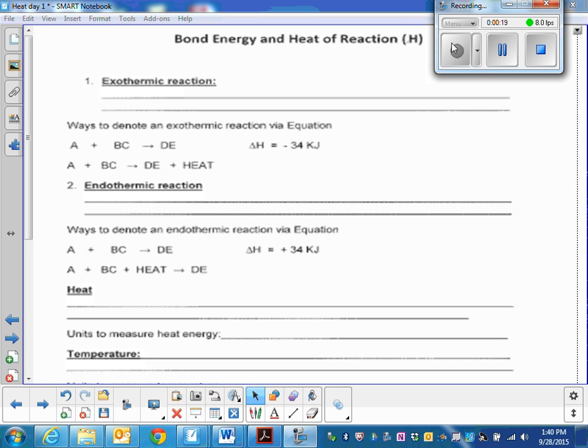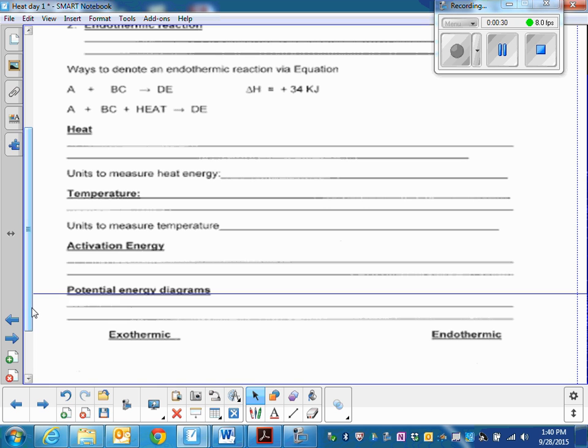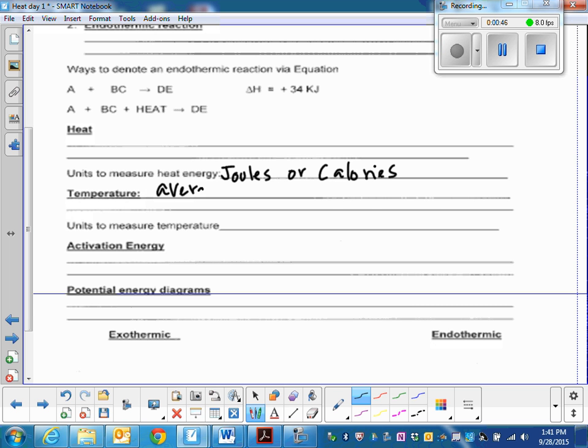All right. So we wrote the definition for heat, from something hot to something cold, and heat is measured in joules or calories, right? Joules or calories. What is temperature? Average kinetic energy. And units to measure temperature are degree Celsius, degree Fahrenheit, or Kelvin.